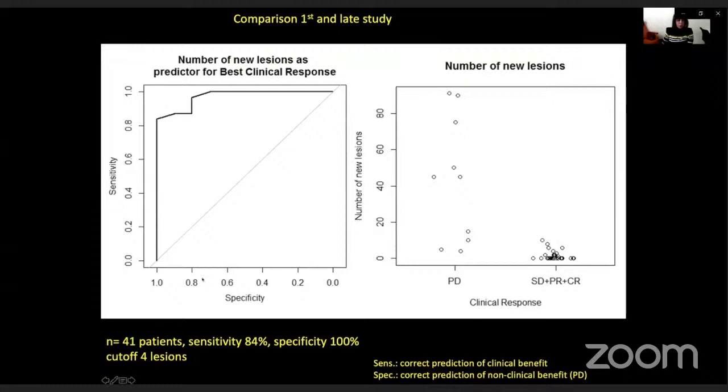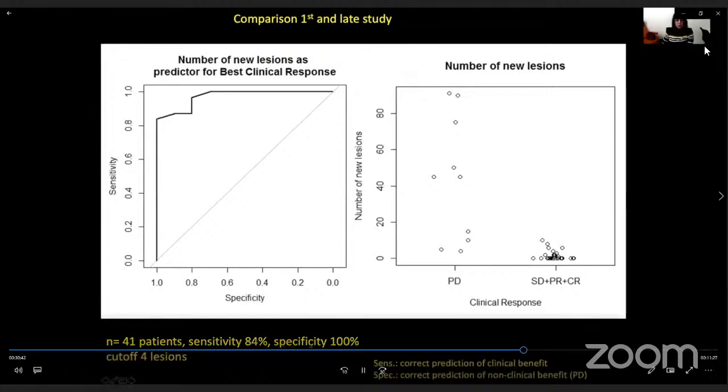So we looked at the number of new lesions. We did an ROC analysis, and we found a cutoff of 4 lesions of any size. If you use a cutoff of 4 new lesions, you can classify the patients into progressive disease and all other groups with a sensitivity of 84% and a specificity of 100%.